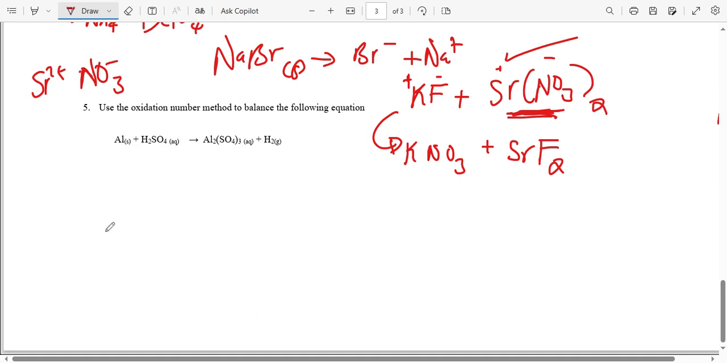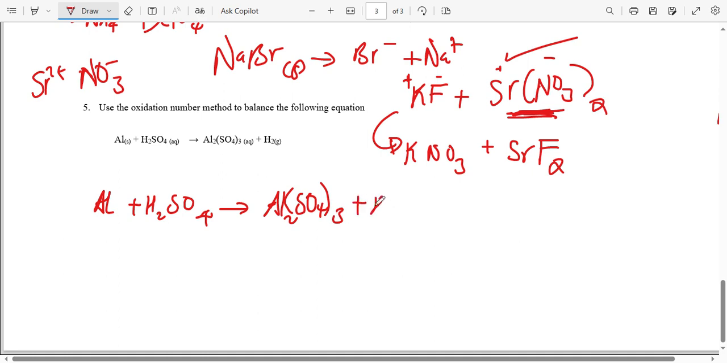Use the oxidation number method to balance the following equation: aluminium plus sulfuric acid producing aluminium sulfate plus hydrogen gas. What is the oxidation number of aluminium here? 0. Oxygen, we know this is negative 2. Hydrogen is positive 1. Sulfur is going to be positive 6, because 4 times negative 2 is negative 8. Take it the other side, positive 8. Hydrogen here is 0.